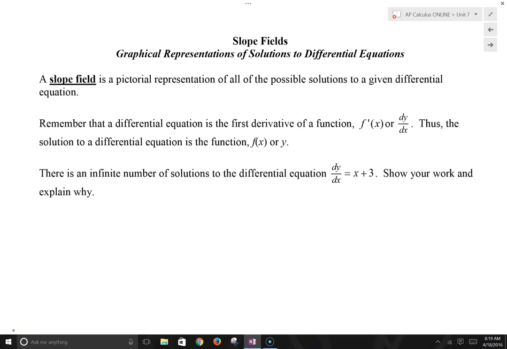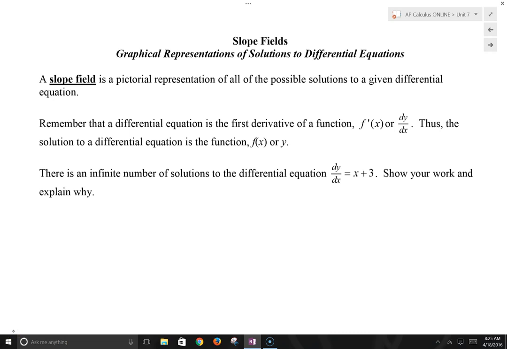Alright, this is day 60 with AP Calculus with Sparks, and we're going to talk about slope fields. In the previous lesson, we were talking about solutions to differential equations with given parameters. Now we're going to talk about slope fields, which are basically pictorial representations of all the possible solutions, and not the specific solutions that we found in the previous lesson.